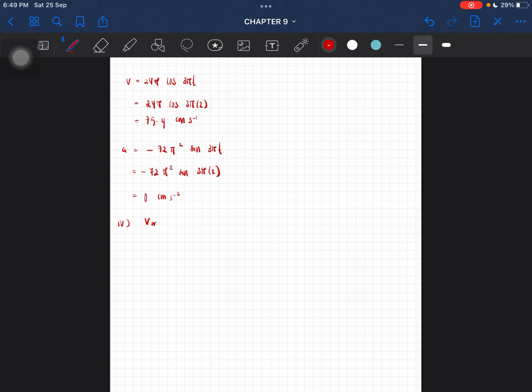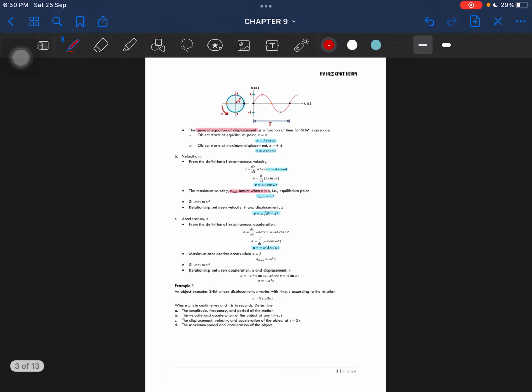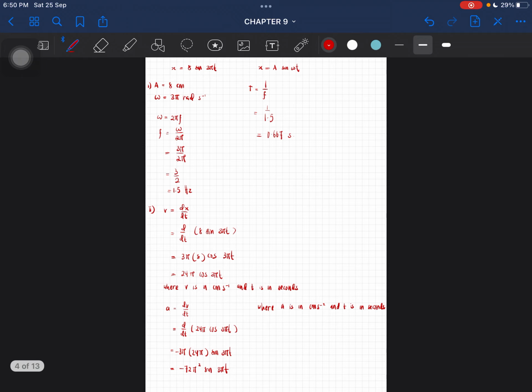And then lastly, we have to find the maximum velocity and the maximum acceleration. For maximum velocity, we know the formula is A omega. The amplitude is 8 centimeters, and omega is 3 pi. So we get 24 pi centimeters per second. Maximum acceleration is basically just A omega squared. So this is 8 times 3 pi squared, which is equal to 72 pi squared centimeters per second squared. Okay, so that is the solution for example number 1.